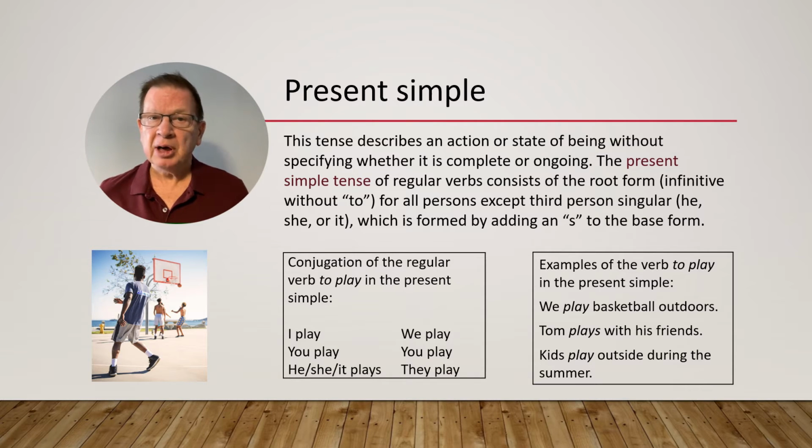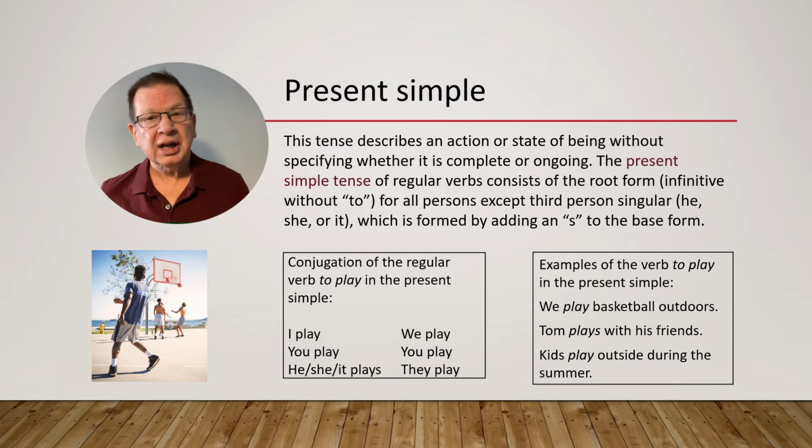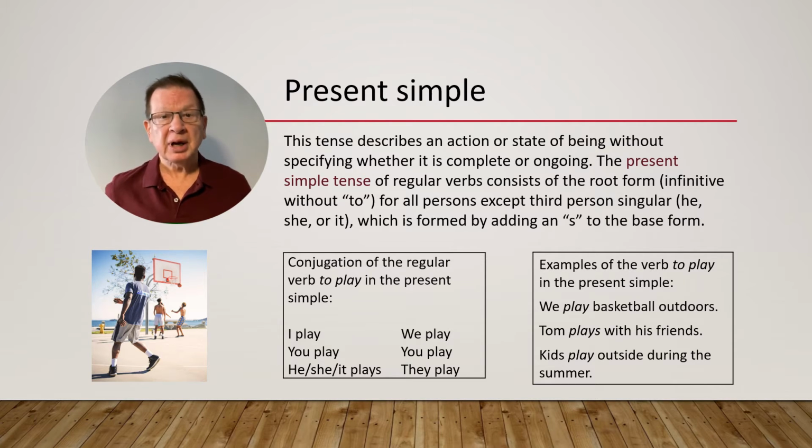This tense describes an action or state of being without specifying whether it is complete or ongoing. The present simple of regular verbs consists of the root form, the infinitive without "to," for all persons except the third person singular, he, she, or it, which is formed by adding an s to the base form.